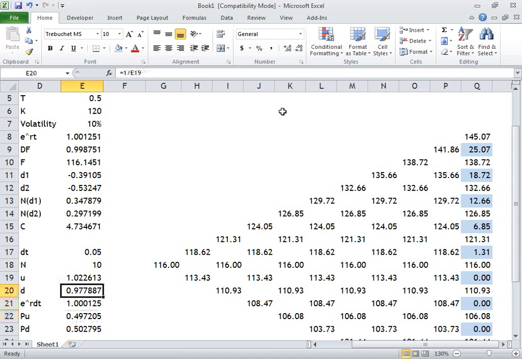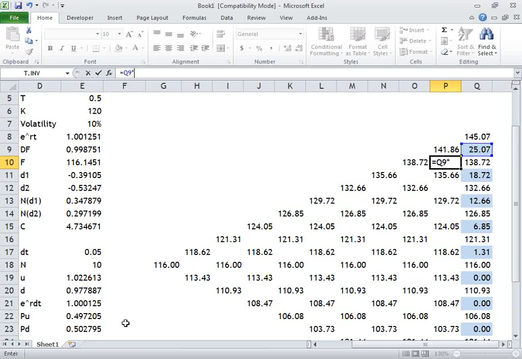With these probabilities, I can essentially present value these options. From 141.86, the value of the option over here is equal to this payoff, which happens with probability PU, plus this payoff, which happens if it goes from 141.86 to 138.72, a down move, times PD. This is the expected value of the option, and now I need to discount it. I divide by e to the power rT, which I have over here. That is the value of the option over here.